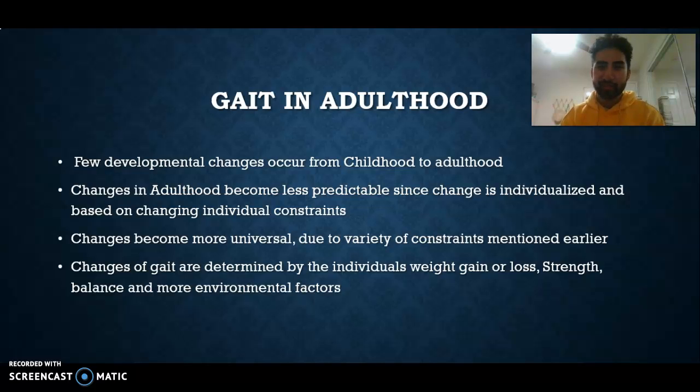Gait into adulthood is a lot different because few developmental changes occur from childhood to adulthood. Changes in adulthood become less predictable since change is more individualized and based on changing individual constraints. Changes become more universal to the variety of constraints mentioned earlier. Changes of gait are determined by the individual's weight gain or loss, strength, balance, and more environmental factors.